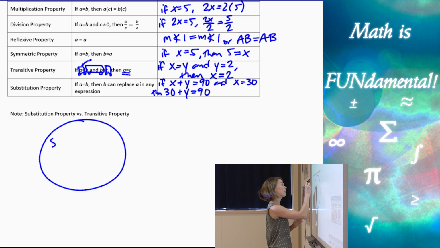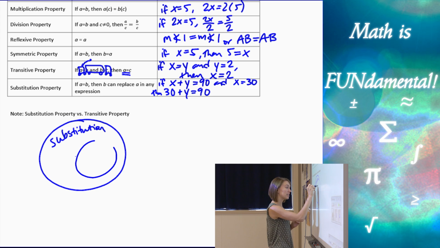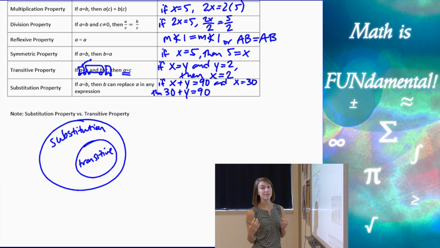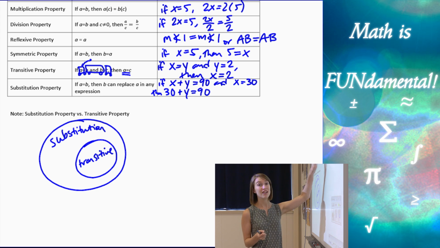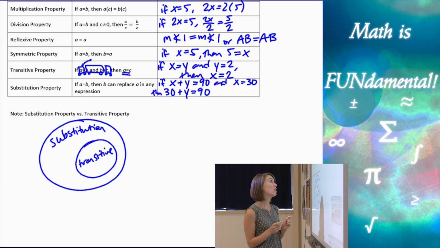So I'm going to draw a little diagram here. If substitution is this large area, transitive property is a subset of substitution. Transitive is a type of substitution, which means if transitive property applies in your proof, then technically substitution will always work wherever transitive works, but it doesn't always go the other direction. In the example that we put in our table for substitution, transitive property would not have worked for that. So be a little bit careful.